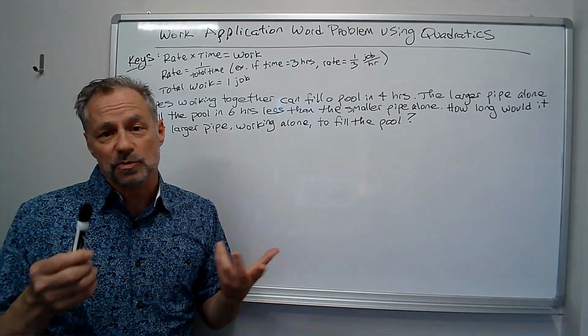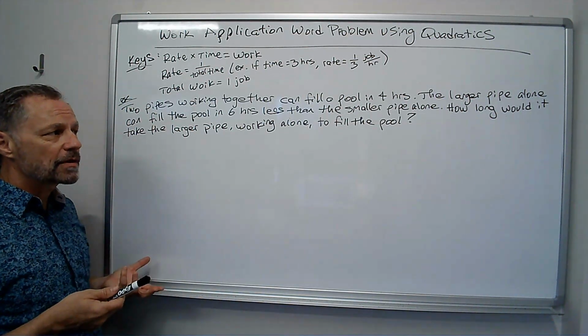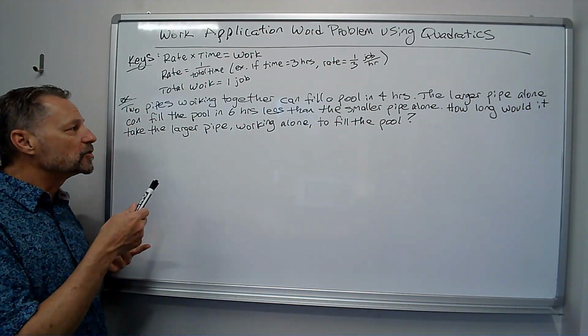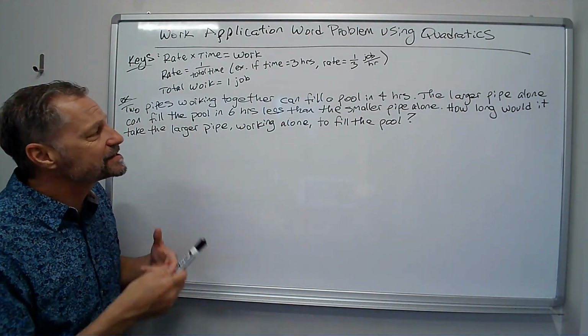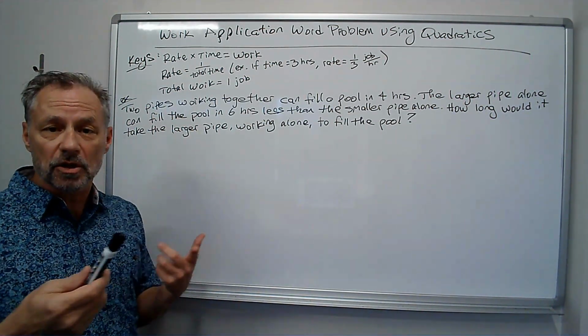So let's see how this works in an application. Two pipes working together can fill a pool in 4 hours. The larger pipe working alone can fill the pool in 6 hours less than the smaller pipe alone. How long would it take the larger pipe working alone to fill the pool?